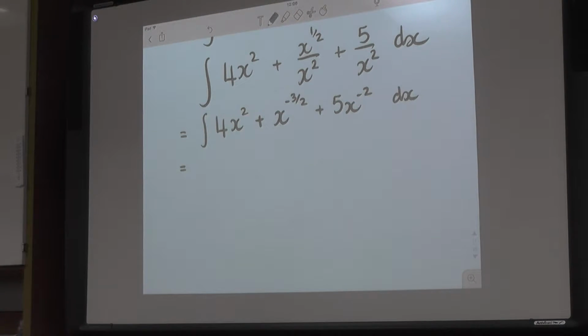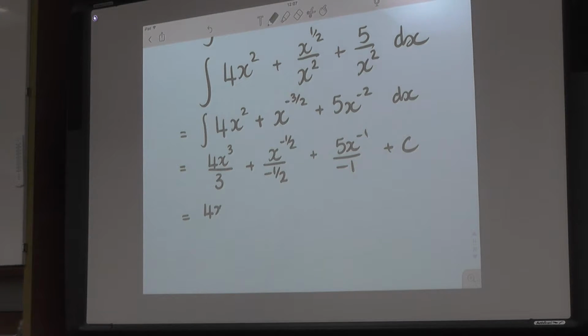So we're going to add 1 to the power, divide through by the new power. Same with this one. And then plus the c. Right, can we simplify that the best we can? So we've got a method mark for doing that and one accuracy mark, but then we pick up another couple of accuracy marks by simplifying.